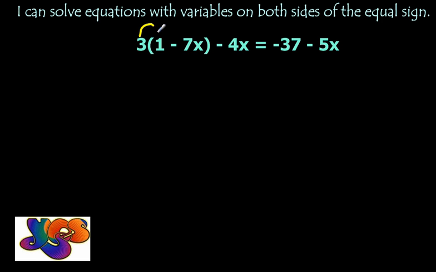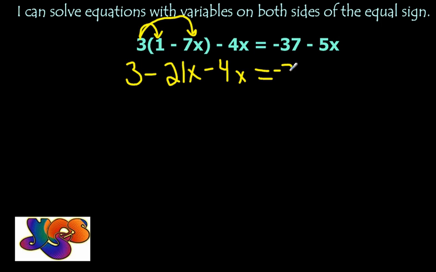So I'm going to use the distributive property. Here we go. So I do 3 times 1 gives me 3, minus 3 times 7x is going to give me 21x, minus 4x equals, and everything else stays the same at this point, negative 37 minus 5x.